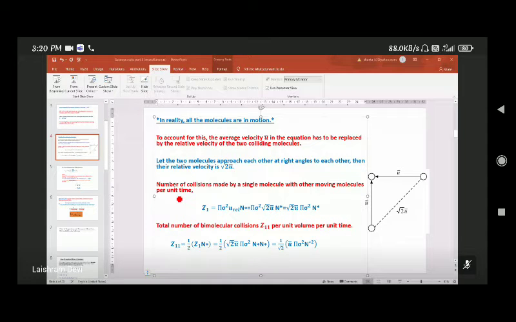There's no change in the formula, right? So u relative, what is u relative? U relative is this, root 2 u bar. So your Z1 becomes this. ठीक है, is this okay up to this?